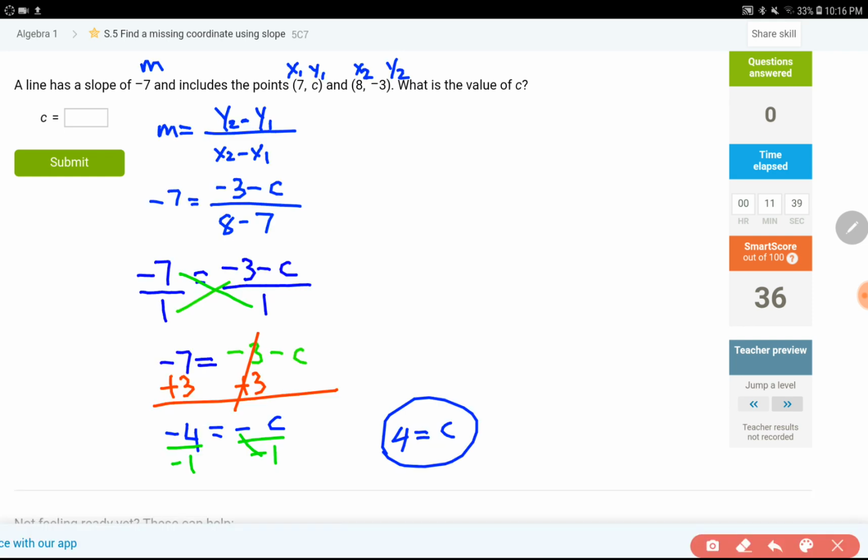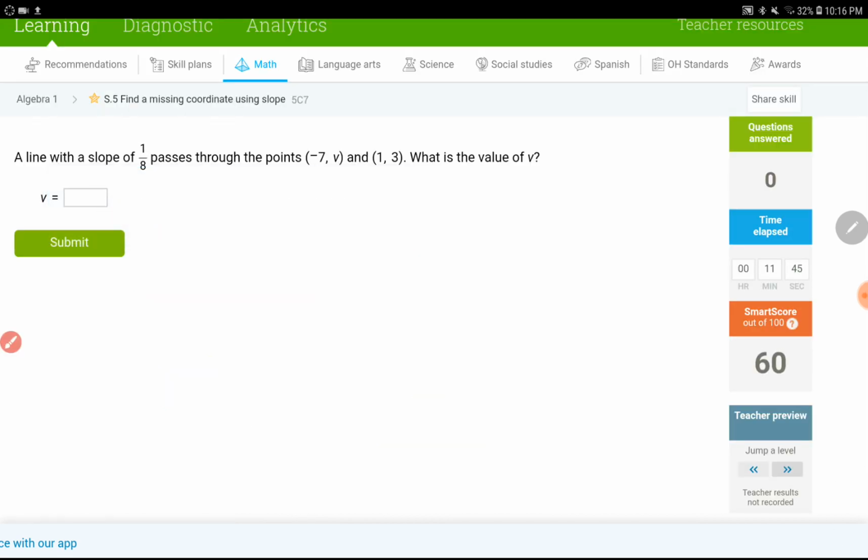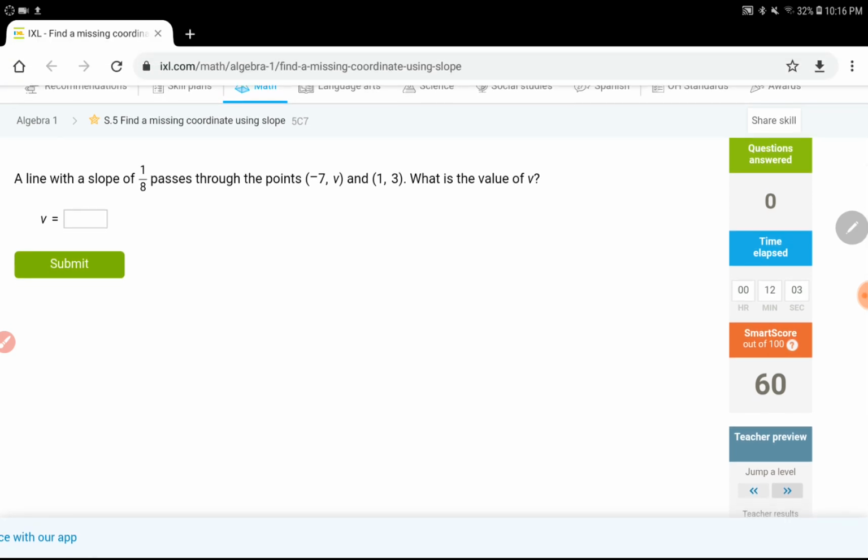Let's see if the next question is any different than this one, because I'm not going to solve another question that looks just the same. The only difference of this is we have a fraction. Slope is given. This is my m. Let me activate the pen. 1/8 is the m. This right here is x1. This is y1, x2, and y2.